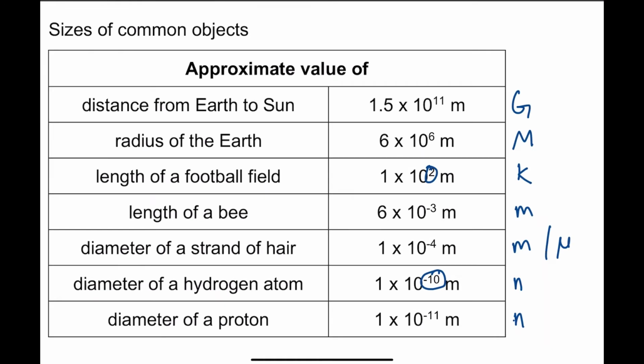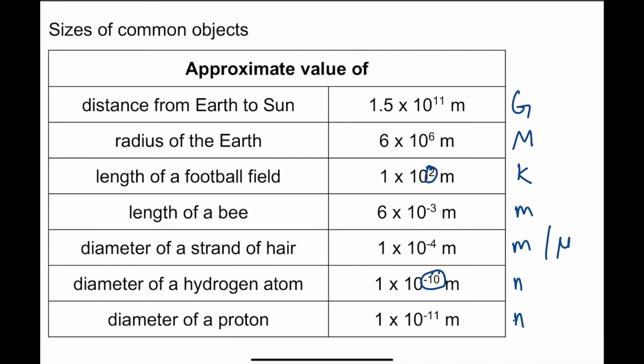The distance from the Earth to the Sun is 1.5 times 10 to the power 11. You see the 10 to the power 11 down here, right? The nearest prefix that we know of is giga. Giga is 10 to the power 9. So we can use giga for the distance from the Earth to the Sun.